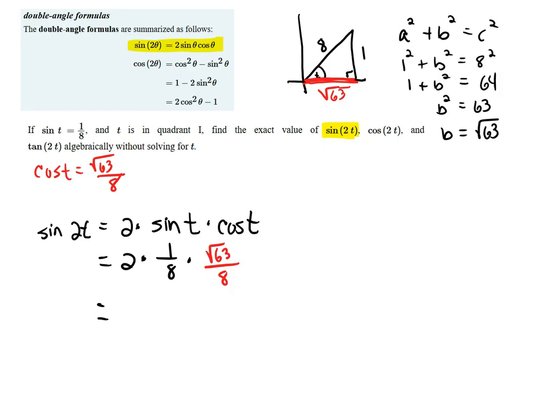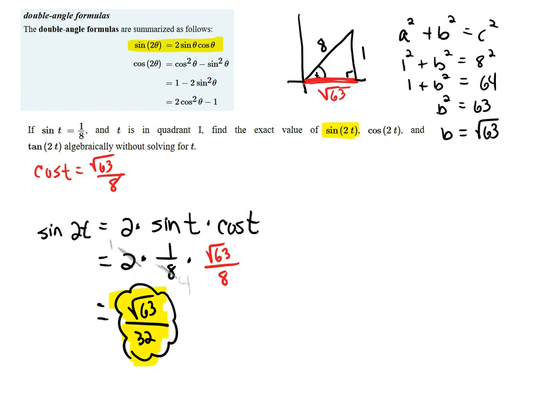Okay, and then I'm going to cross cancel 2 into itself once and into the 8 four times, so that 1 times 1 times the square root of 63 is my numerator, over 4 times 8 is 32 is my denominator, and there's my first answer. That is the answer for the sine of 2t.